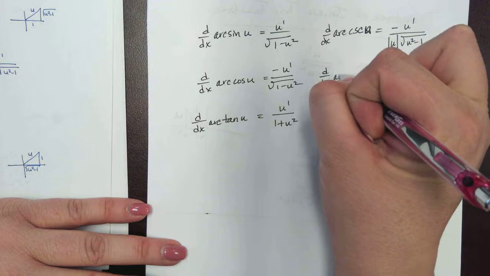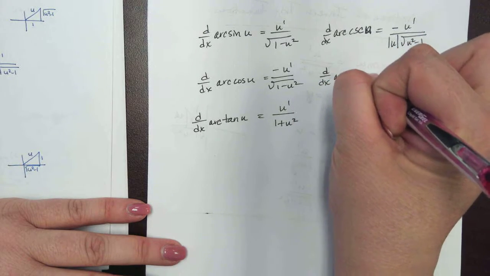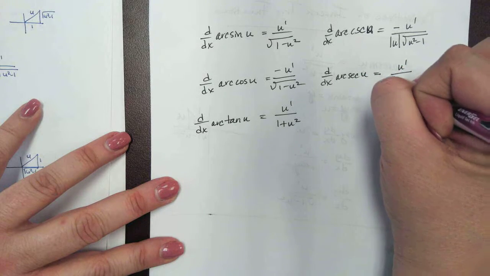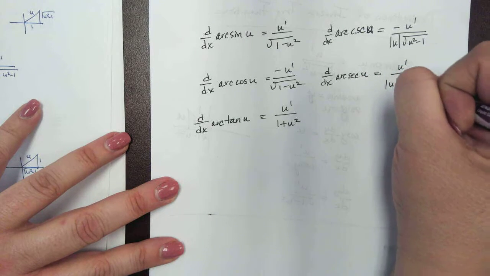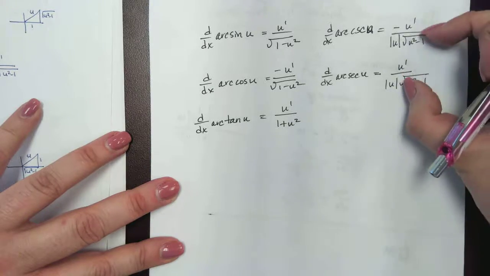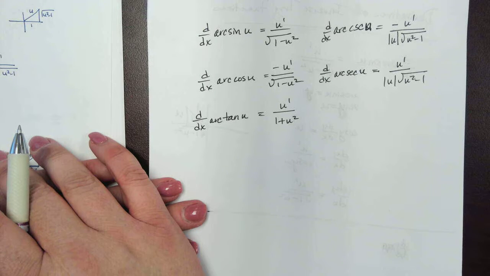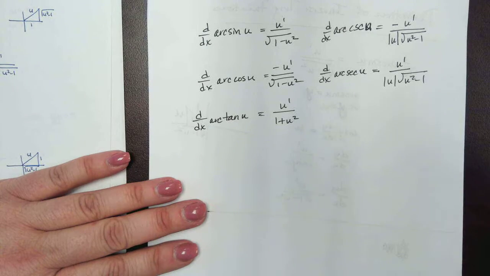d/dx of arc secant of u is equal to u prime all over absolute value of u times square root of u squared minus 1. Again, these are the same. The one that's negative is the one that begins with a c, just like with straight up derivatives. So cosecant derivative is negative.